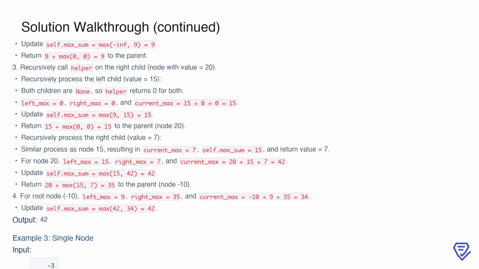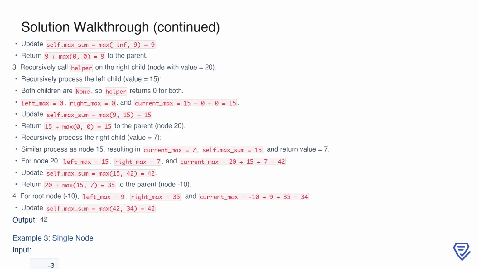Similarly, the right child of node 20, which is node 7, is processed. This follows the same steps, resulting in current_max equals 7 and no change to self.max_sum, which remains 15. For node 20, we now have left_max equals 15 and right_max equals 7. Including its own value, we calculate current_max equals 20 plus 15 plus 7 equals 42. This becomes the new self.max_sum, as it is greater than the previous value of 15. The function returns 20 plus max(15, 7) equals 35 to the root node, which is -10.